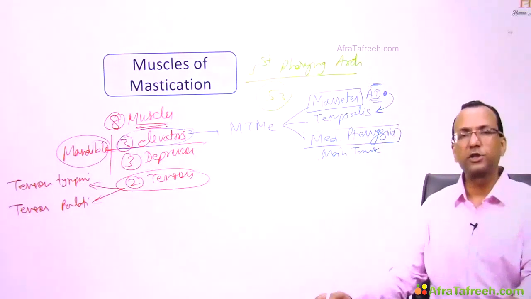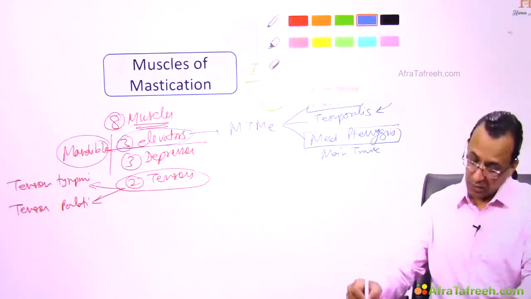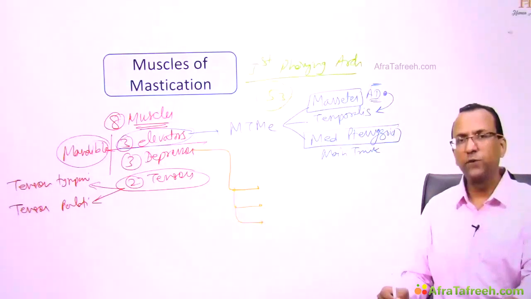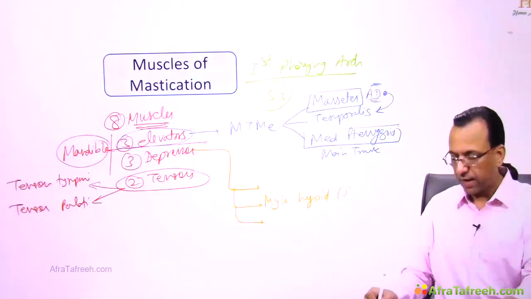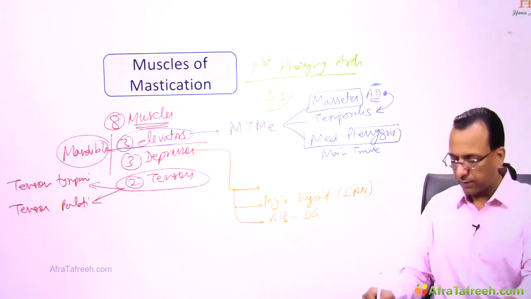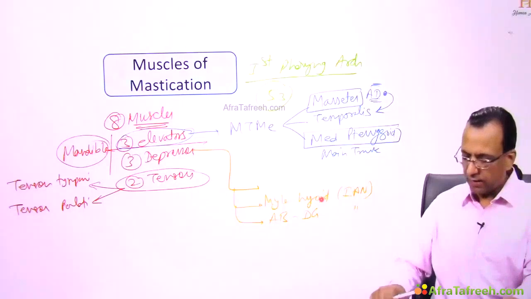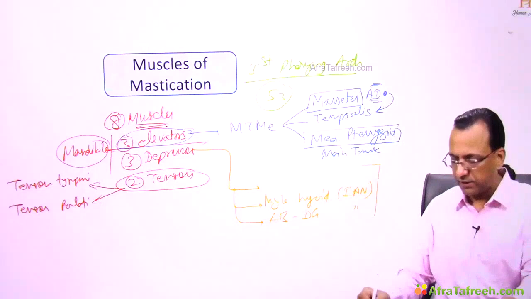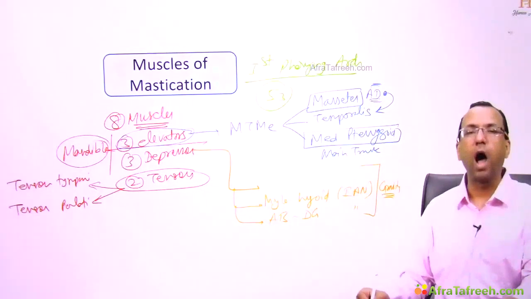Then who are the depressors? You know 2 of them already. One was the mylohyoid, supplied by the inferior alveolar nerve. The other was the anterior belly of digastric, supplied by the inferior alveolar nerve, if you remember. Mylohyoid and anterior belly of digastric, helped by gravity, depress the mandible to open the mouth.